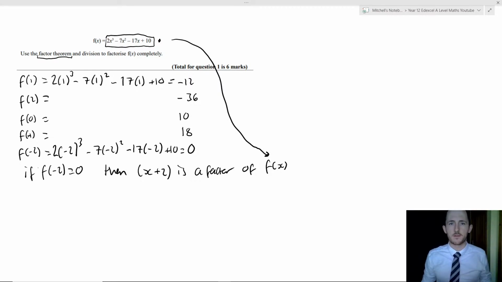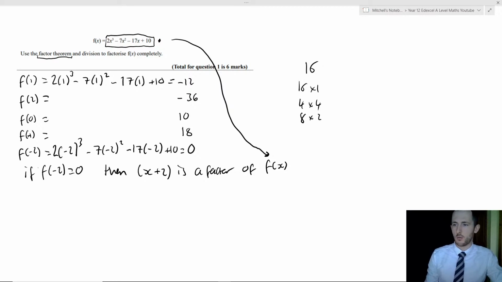And if we remind ourselves, a factor is a number that will divide into another number. So if we said, what are the factors of 16? Well, what can I divide 16 by? Well, I can do 16 times 1. I can do 4 times 4. I can do 8 times 2. So all of these are factors. So with algebra, obviously we don't just have numbers, we also have a letter involved as well. So does anyone have any questions about that thus far?